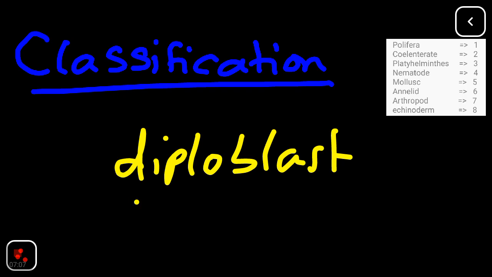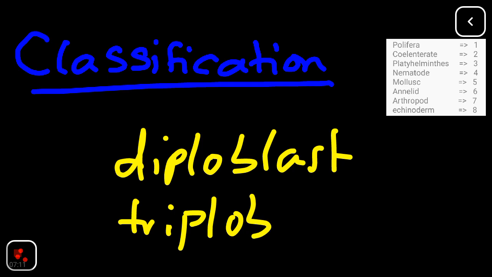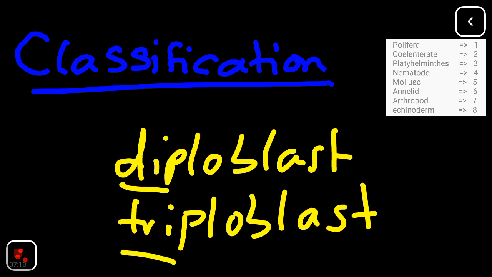Diploblast, while the one with three are called triploblast, right? So you can see that from the words: di means two and tri means three. There's nothing hard, nothing really confusing here. Just take di is two and tri is three. So the ones that have two layers is actually the one with number 2 there, right?